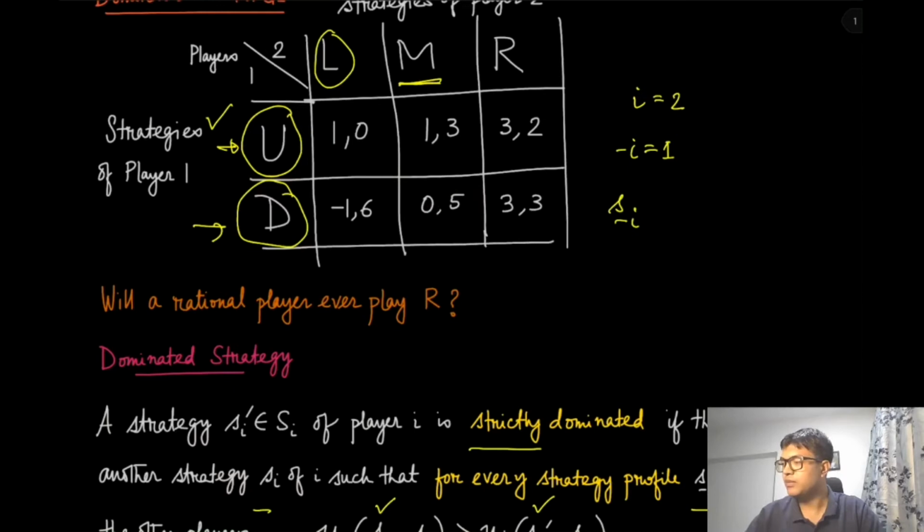So if you look at player 1, you can see that this utility is strictly greater than this one. This utility is also strictly greater, but this utility is equal. So you can clearly say that for all strategies of the other players, the utility at u is at least as much as the utility at d. But there are certain s minus i's, which can be either m or l, where this inequality is strict. So certainly d is weakly dominated, while r is strictly dominated.